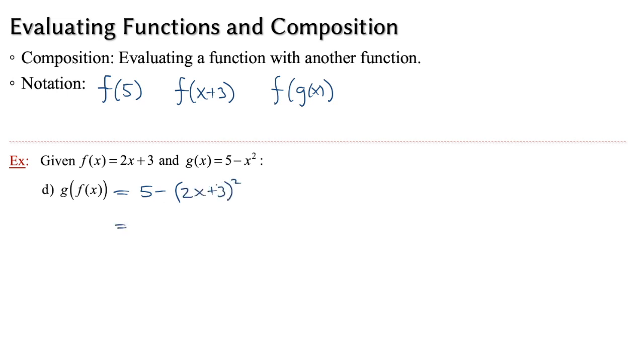And again, we need to go ahead and multiply this out and combine like terms. So we have 5 minus, if we take 2x plus 3 times itself, we get 4x squared plus 12x plus 9. And then when we distribute the negative and combine like terms, we're going to get a negative 4x squared minus 12x minus 4.